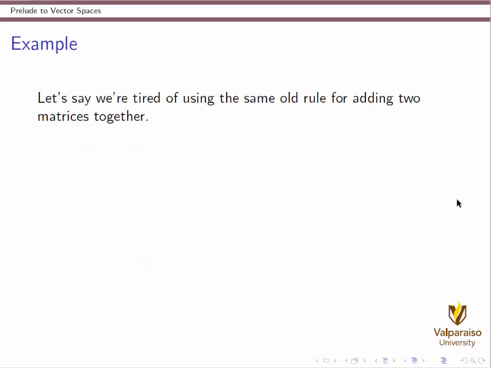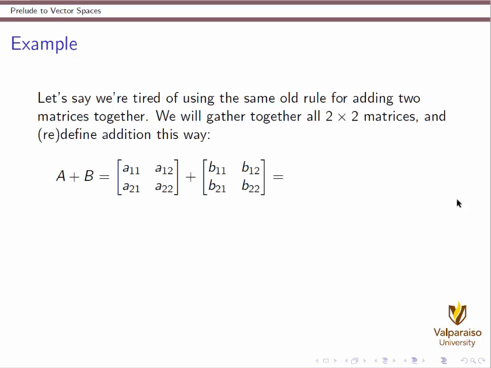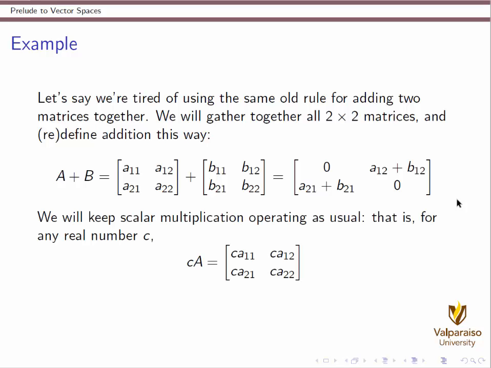So we're tired of using the same old rule for adding two matrices together. You know how to add matrices together using the regular rule. And so if you were faced with these two 2x2 matrices, you know what you would do. You would add up all the components in the four individual spots, right? Well, we're going to change that a little bit. We're going to say addition of 2x2 matrices is now going to mean this. The diagonal always becomes 0, no matter what the original entries were, but then we are going to add up the individual entries in the off-diagonal elements. Okay, there we go. We've redefined addition on 2x2 matrices. And we'll keep scalar multiplication the same because let's not do too much at once.